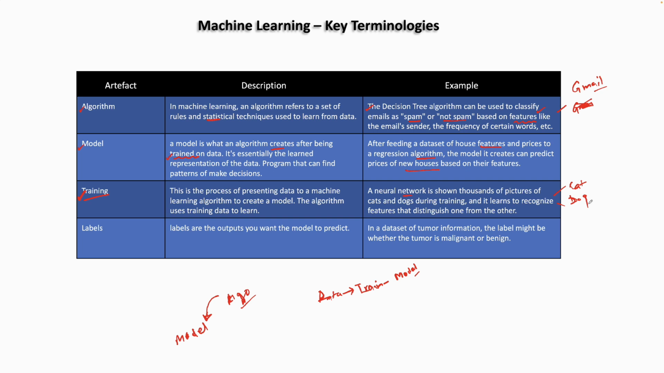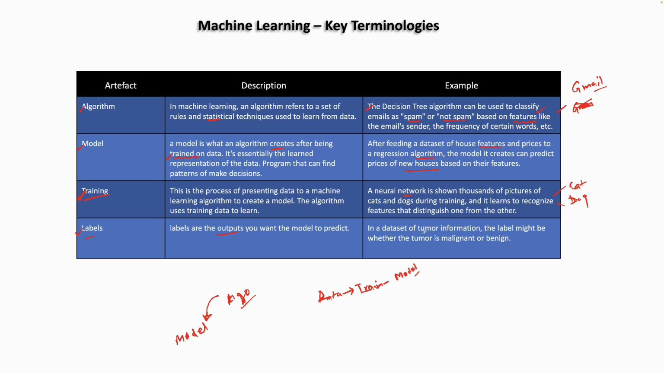Very important. So training is the process of presenting the data to a machine learning algorithm, which creates a model. Then there's the concept of labels. Again, a label is nothing but the output you want the model to predict. Very simple. It's just a key terminology for machine learning. If somebody asks you what the labels are, he or she is asking you about the output, right? What is the output?